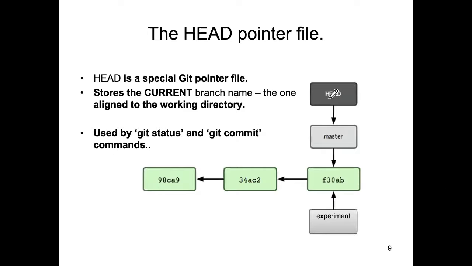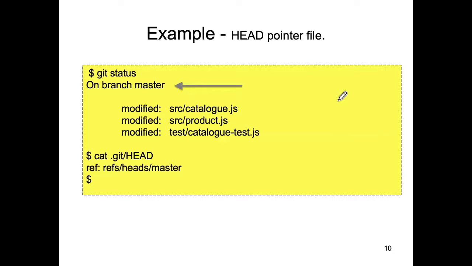So we can now visualize it like this. Here's my head file. It doesn't contain a hash now. It just contains the path name of the particular branch, one of the branch files. So right now I'm assuming that the head file contains the path name of your master branch file. And so this connection here is what allows Git to know what is the current branch that the person is committing to.